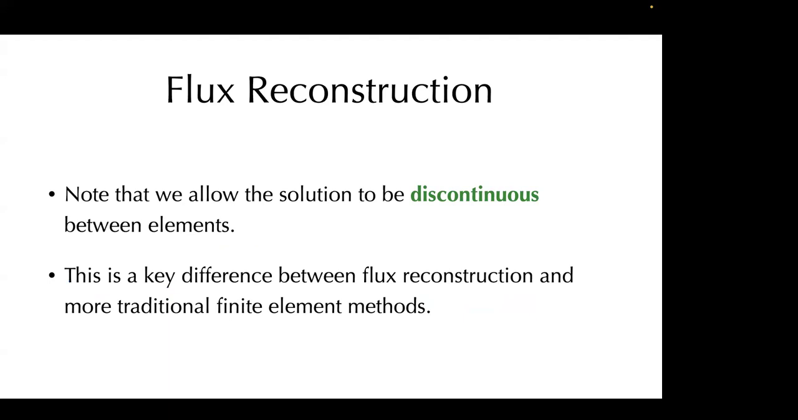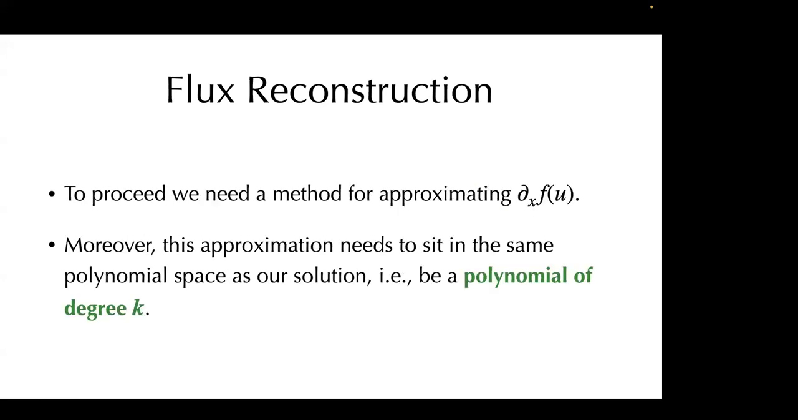So we are similar to most other finite element schemes in the sense our solution is going to be represented by a polynomial inside each element, but where we differ a little bit is that we're going to allow this polynomial to be discontinuous across element boundaries. To proceed, what we need is a means of approximating partial x of f. And more importantly, this approximation needs to sit in the same polynomial space as our solution. In other words, it needs to be a polynomial of degree k.